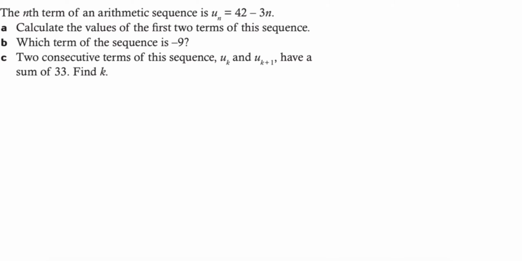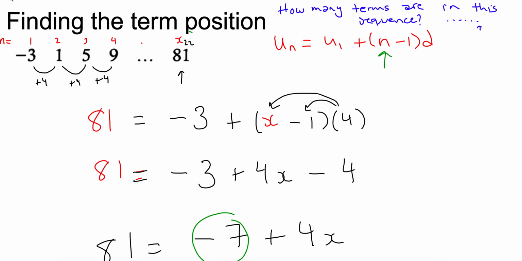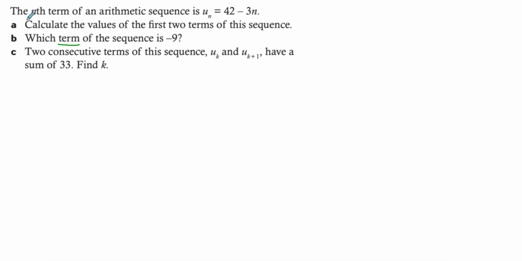But for part B, it asks you which term of the sequence is -9. So which term of the sequence is -9 means they're asking for the position. So -9 is in the sequence, but we need to know which term. So we've done this video previously, and I've called it the term position. So it's finding the term or finding the position, either wording.